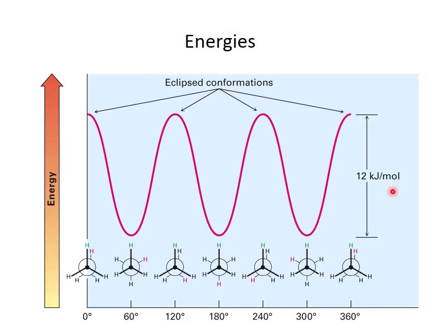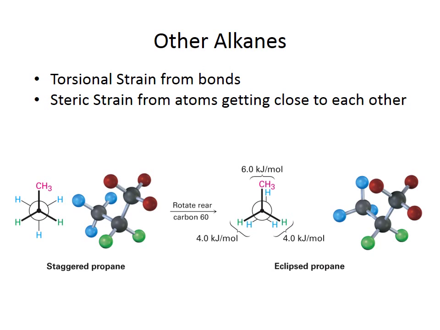So only at incredibly low temperatures would you find that there is a barrier to rotation. This is so small that even at very low temperatures, the molecules have enough energy to overcome that barrier to rotation. All the other alkanes have that same torsional strain from bonds.